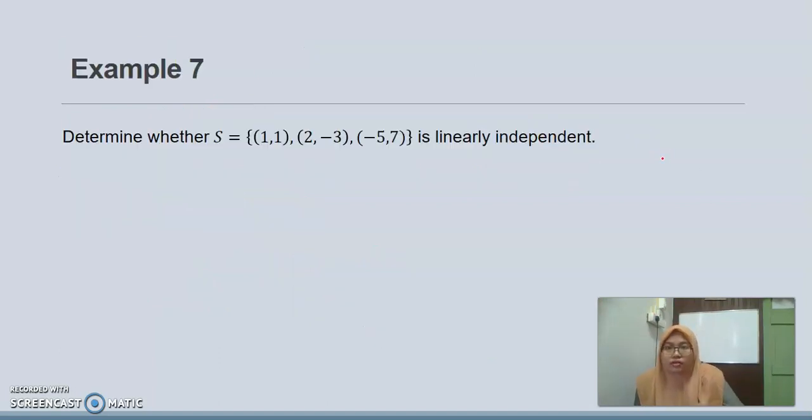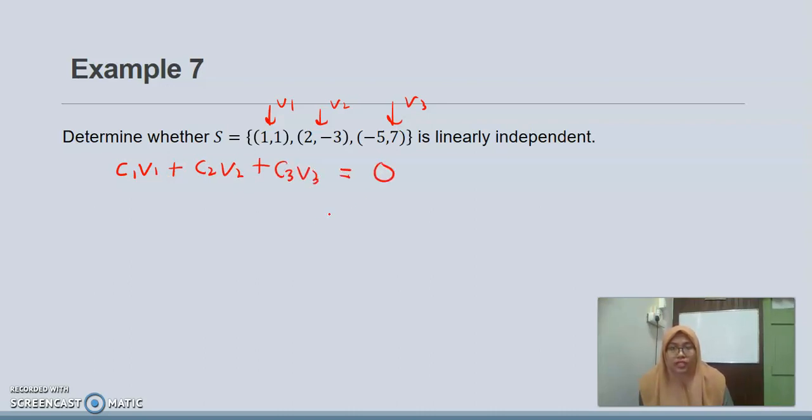Okay, so let's try example number 7 of your lecture note. Determine whether set S is linearly independent. So now in our set S, we have three vectors, v1, v2, and v3. To test for linear independence, we must use this definition of linear independence: C1 v1 plus C2 v2 plus C3 v3 must equal 0. So we must find out the value for C here.